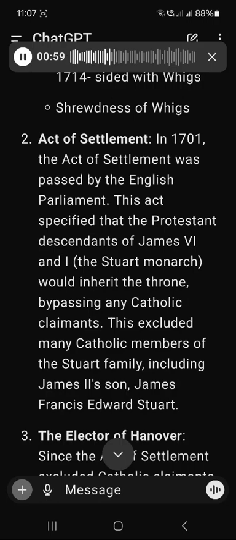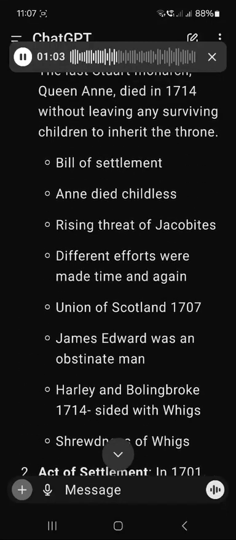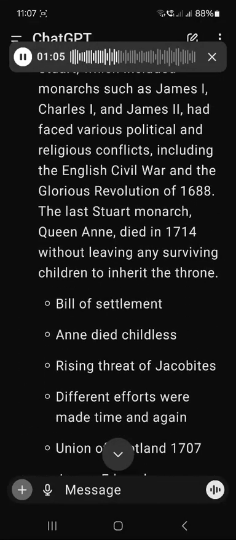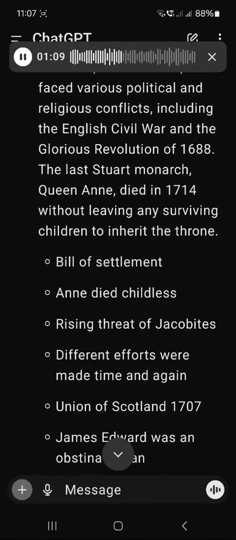2. Act of Settlement. In 1701, the Act of Settlement was passed by the English Parliament. This act specified that the Protestant descendants of James VI and I, the Stuart monarch, would inherit the throne, bypassing any Catholic claimants. This excluded many Catholic members of the Stuart family, including James II's son, James Francis Edward Stuart.